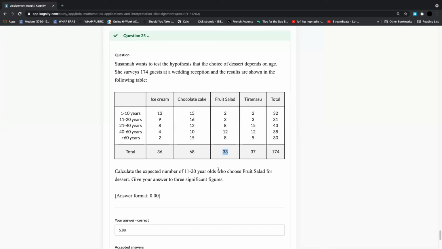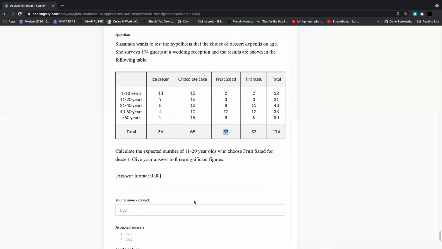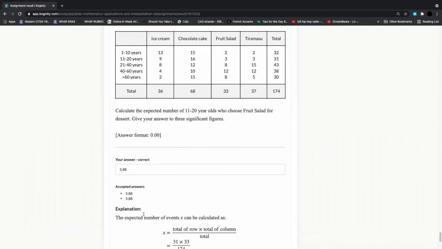And then since you got around to 3 significant figures, yep, you will get 5.88, which is shown here.